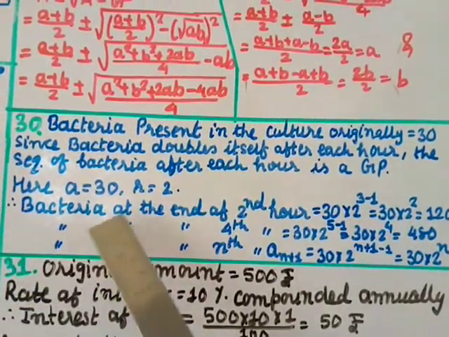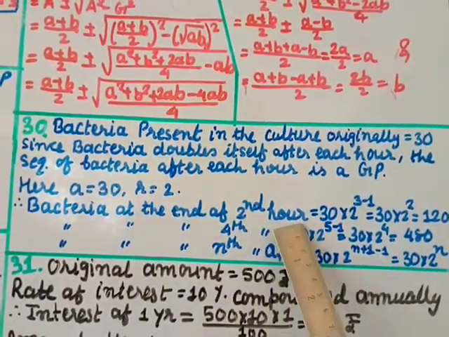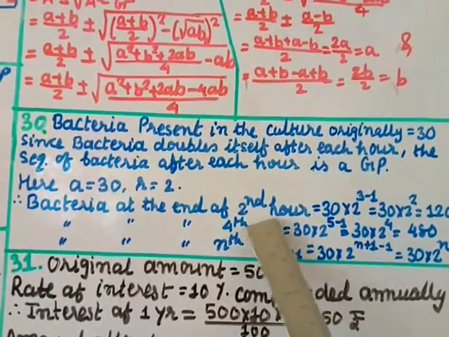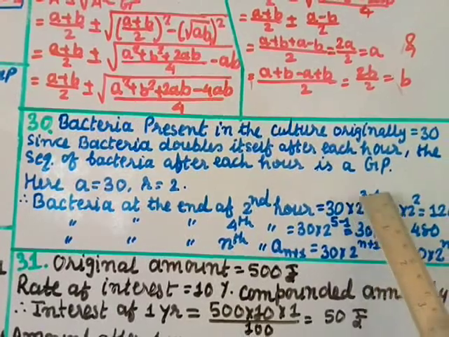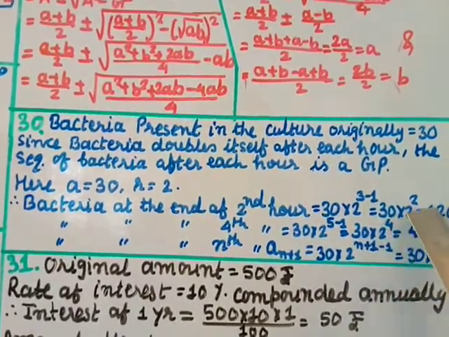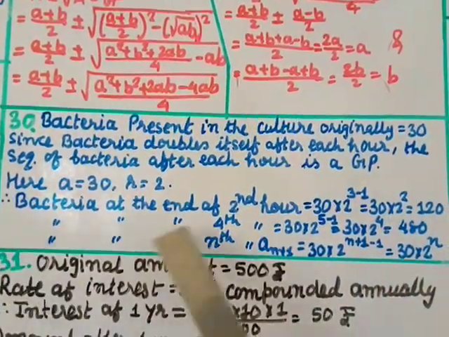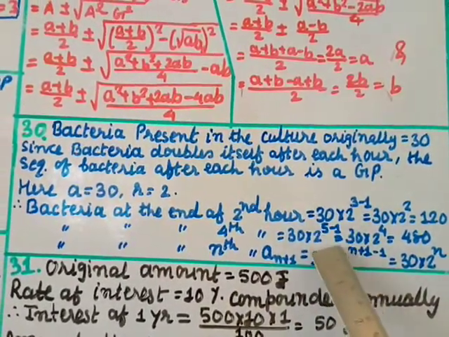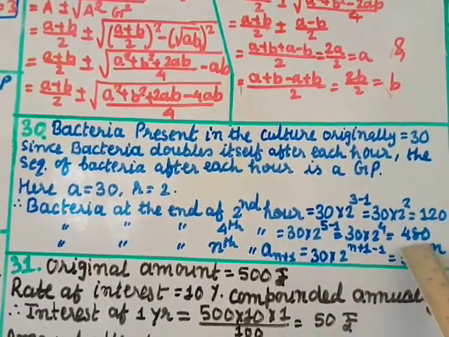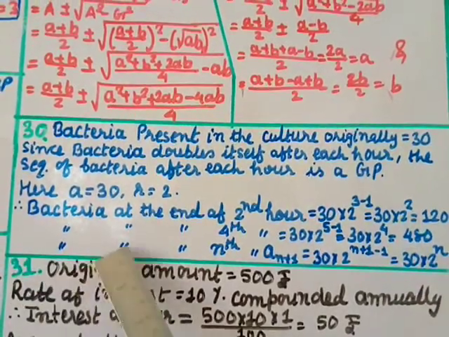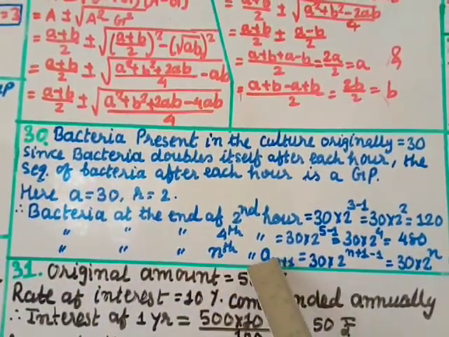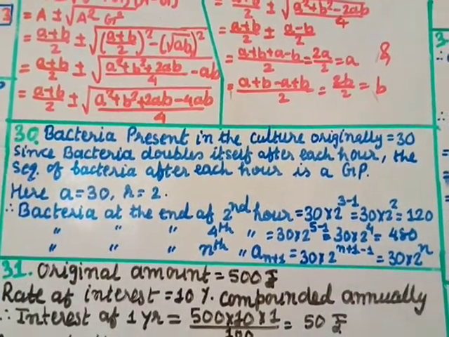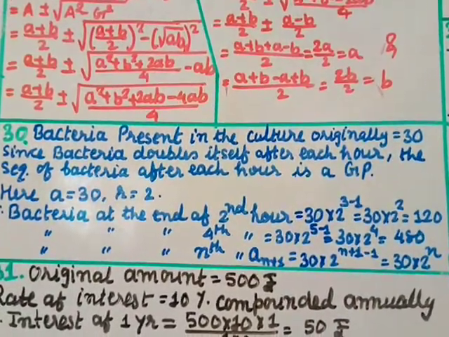Okay. Now bacteria at the end of second hour will be, you know the formula is A r power n minus 1. So second hour means 30 into 2 power 3 minus 1. So it gives you 30 into 2 square gives you 120. Then bacteria at the end of fourth hour 30 into 2 power 5 minus 1 which gives you 30 into 2 power 4 is equal to 480. And bacteria at the end of nth hour will be A n plus 1 equal to 30 into 2 power n plus 1 minus 1 will give you 30 into 2 power n.